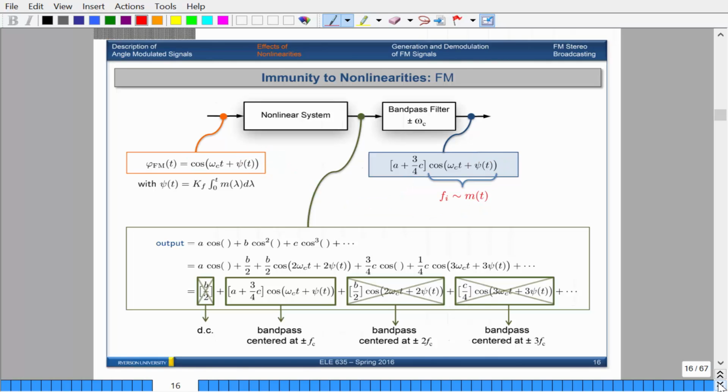So if you apply a nonlinear device to a frequency modulated wave, you'll notice that the input messages are exactly the same. It's just the carriers that change. So this is 1, and then that changes as well. So that doesn't change anything other than just the height of the carrier.